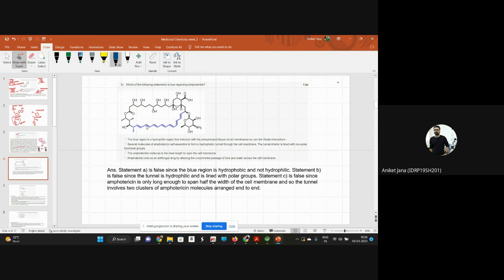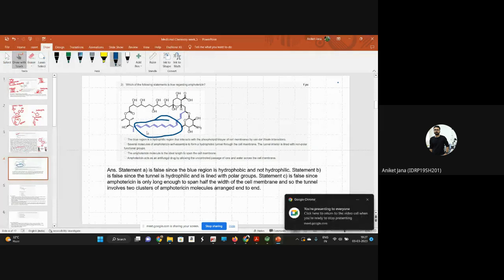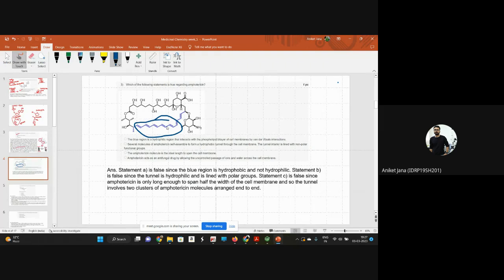So what we can say here, in the blue region a conjugated double bond is there. So is this part hydrophobic or hydrophilic? Hydrophobic region, exactly. No such polar group is there, only an alkene moiety, a conjugated double bond. So definitely it is the hydrophobic part.